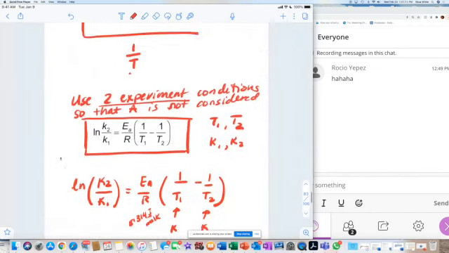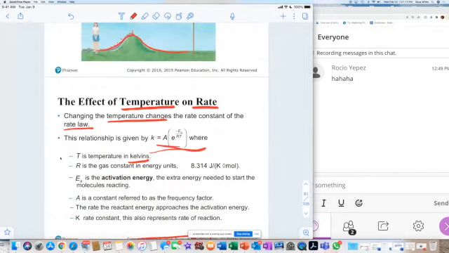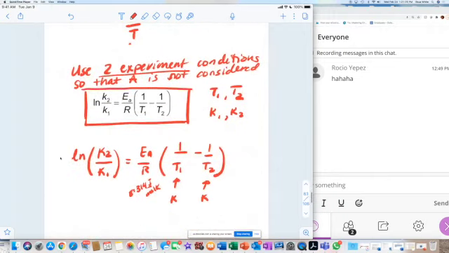So that kind of shows you how we go from here, the effective temperature, all the way to that equation right there. So this equation will help us solve for the activation energy of a reaction, so we can figure out what the number is or what the constant is here and here.